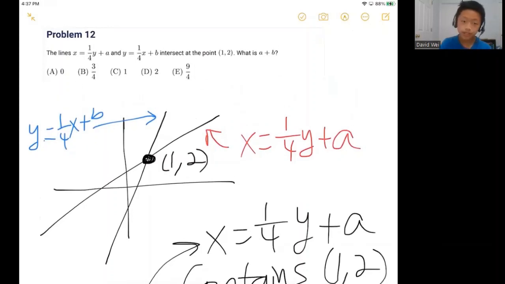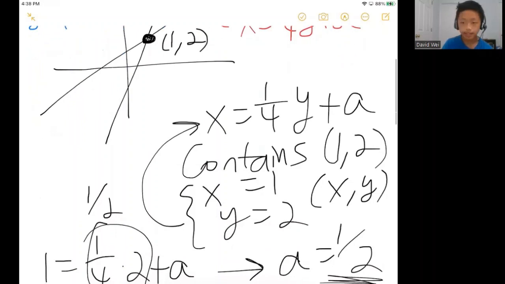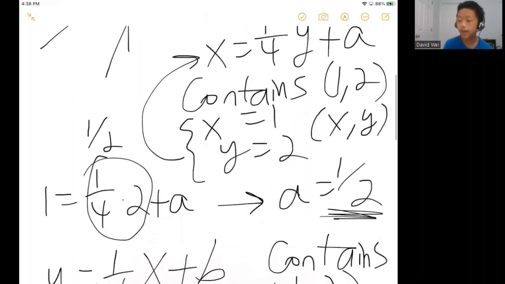So the idea was basically that you have two lines. Whenever a question says that a line contains a certain point, you can directly plug the point into the equations. We're given x equals 1/4 y plus a, and it contains the point (1, 2). That tells us that when x equals 1, y equals 2, the equation is satisfied. That's what the question is saying. From there, we can solve for a.